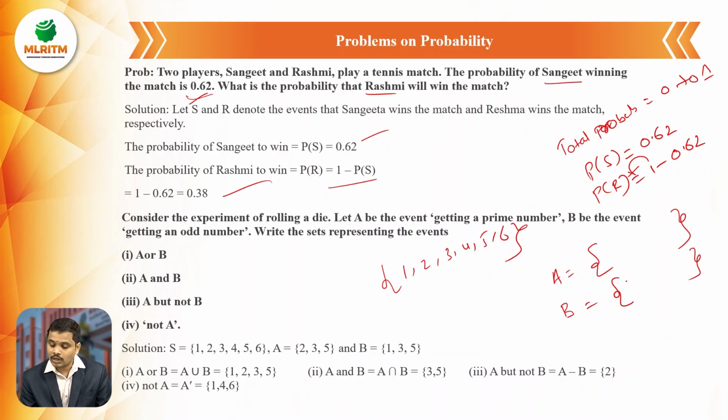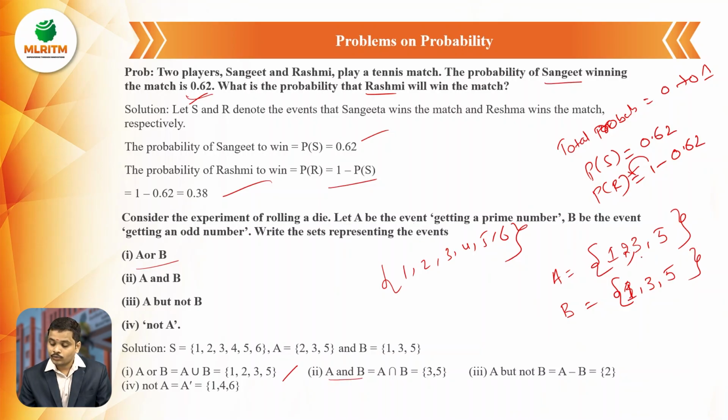What are the odd numbers? 1, 3, 5. And what are the prime numbers? 2, 3, 5. So coming to A or B, that is A union B. What are the events here? 2, 3, 5 and 1, 3, 5. So A union B is 1, 2, 3, 5.